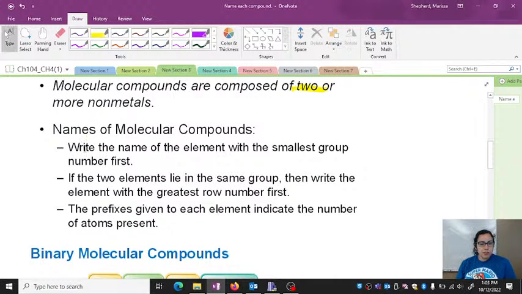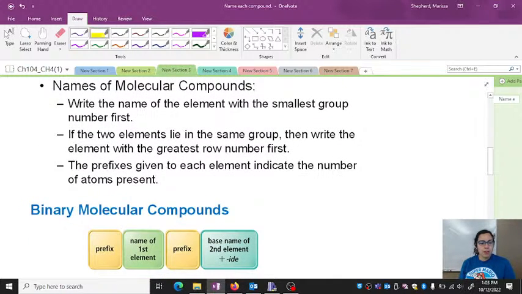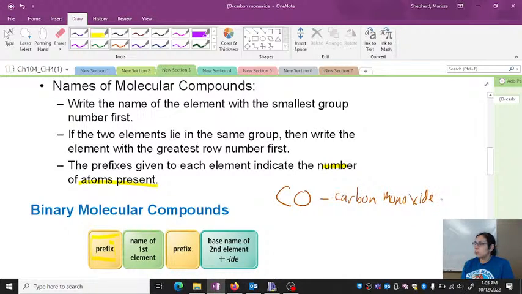All you do is you have the name of your first element and then a prefix if necessary. This prefix is just used to indicate the number of atoms present, but just like you probably know from CO, if there's only one of the first atom, you don't say mono for that first atom. So you would just go carbon, and then you would use your prefix of monoxide. And then you change the ending to "ide" again.